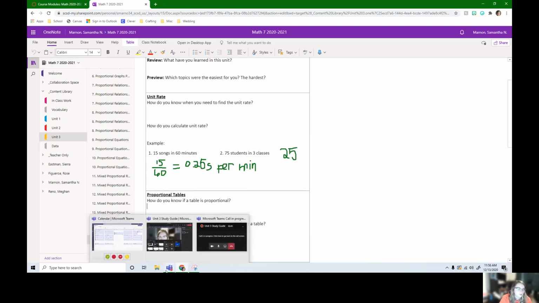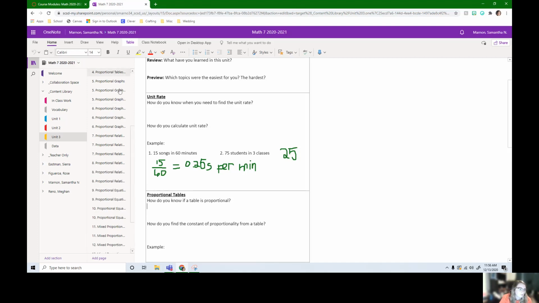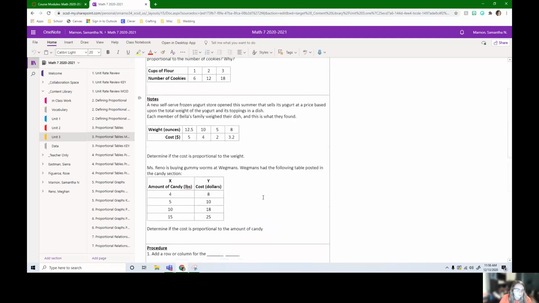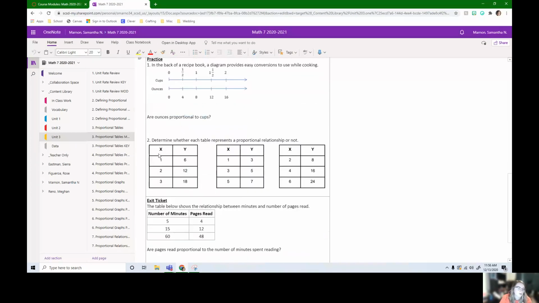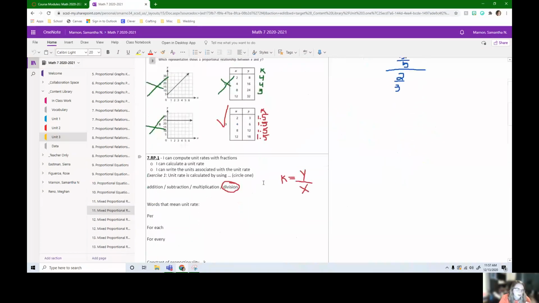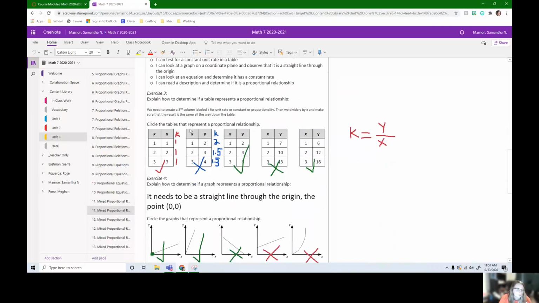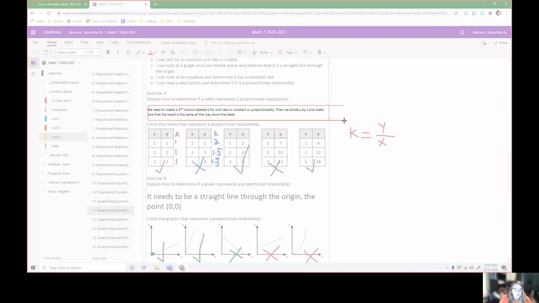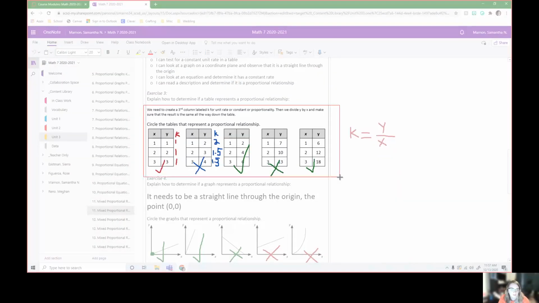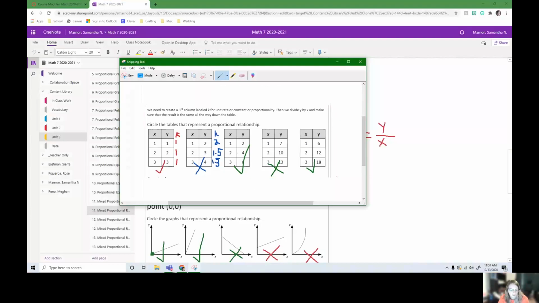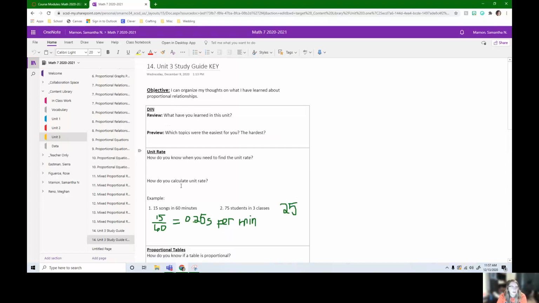This question: how do you know if a table is proportional? We have a couple of different pages on proportional tables. You can look at these procedures and the problems that we did, or if you remember, we just reviewed it on this page: how do we see if a table is proportional? You can use the snipping tool again to snip it out. I didn't get everything, so maybe I want this whole thing. I can use Control-C or go to Edit, Copy, and paste this on my study guide.